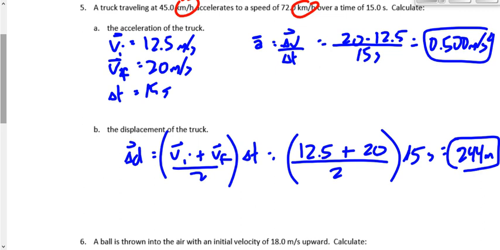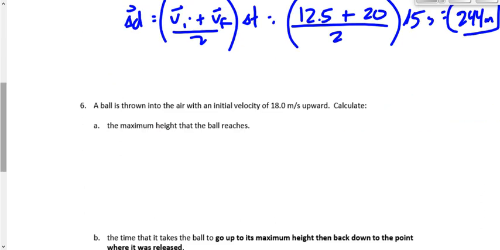So, 6. A ball was thrown into the air with an initial velocity of 18 meters per second. What's the maximum height to which the ball reaches? We're going to say VI is 18.0 meters per second. What else do we have if we read between the lines here? There's a couple things in this question. Blake? Yeah, we get the acceleration. What is it, Blake? Good, negative 9.81 meters per second squared for the acceleration.